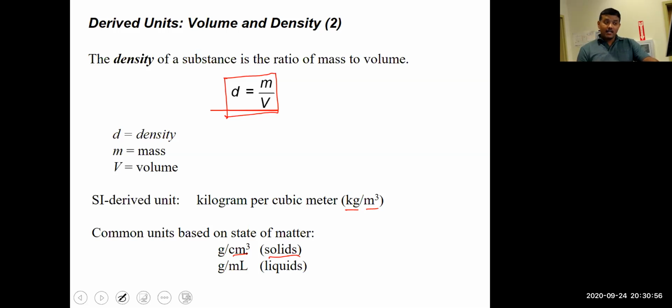Let's say you have liquids. For liquids, you measure the volume in milliliters because it is the most convenient way to measure, because you pour them in a graduated cylinder, or you use a burette or a volumetric flask to measure. So the volume of liquids is measured in milliliters and mass is measured in grams. Whereas for gases, gases are molecules that are spread out a lot.